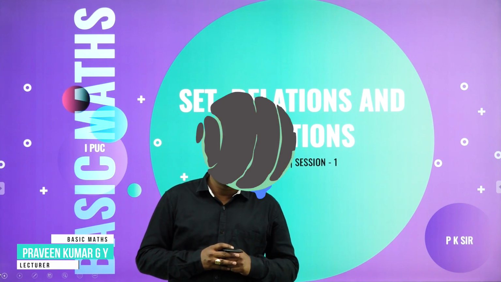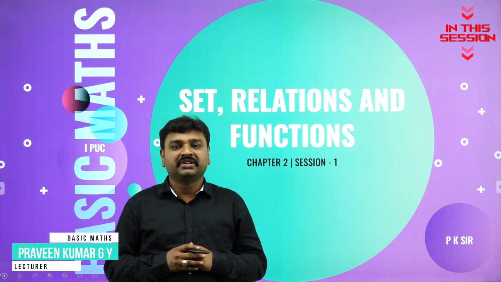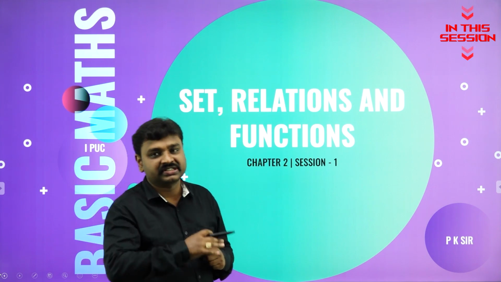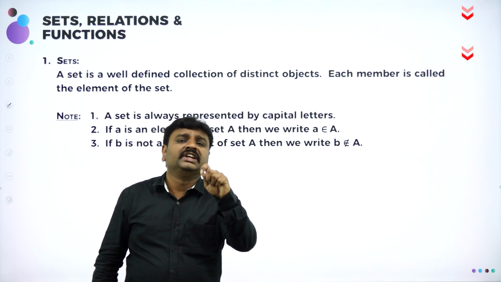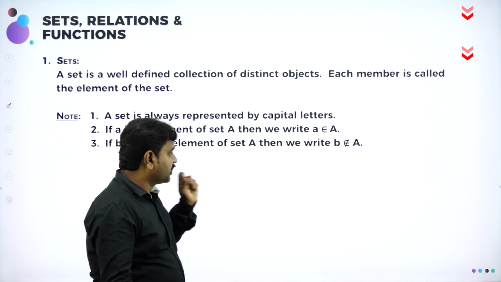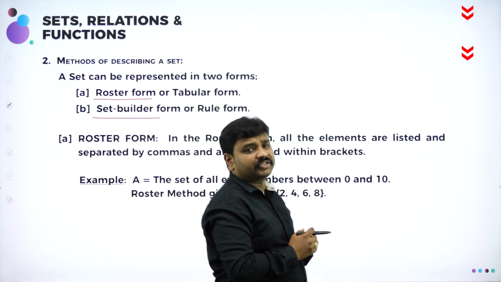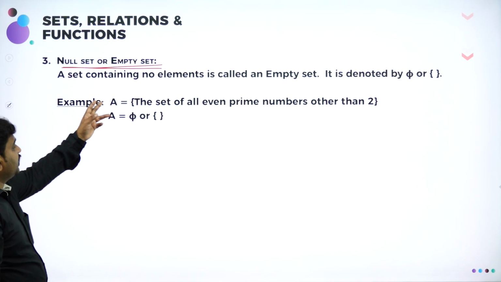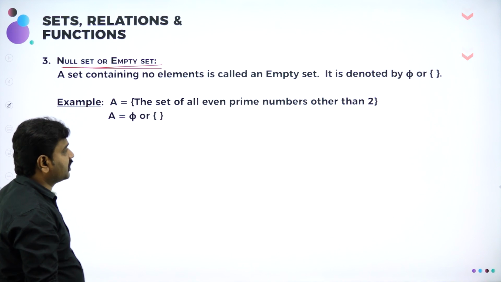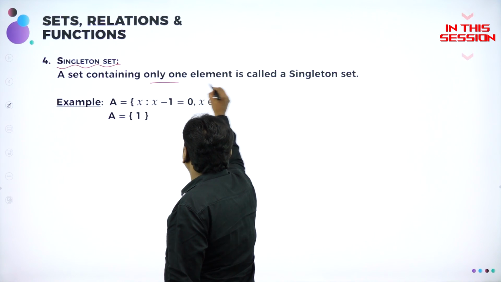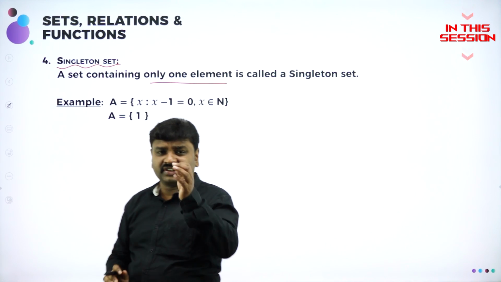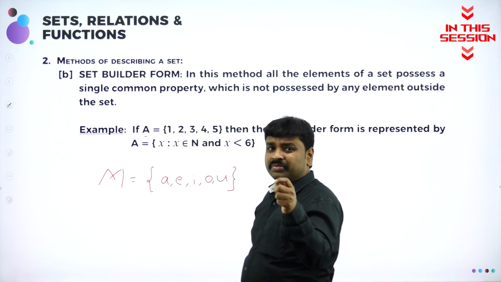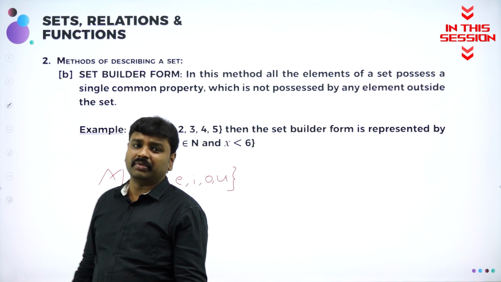In today's class, we are discussing an interesting and important chapter, that is sets, relations and functions. What is a set? Set is a collection of well-defined distinct objects. We have two forms to represent a set. The first one is roster form, the second one is set builder form. A set containing no element is called a null set or empty set. A set containing only one element is called what? Singleton. In the set, we'll have only one element. If you write the elements separated with commas, we call it roster form or tabular form.